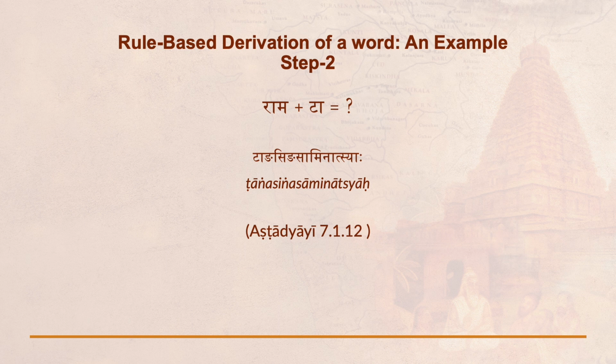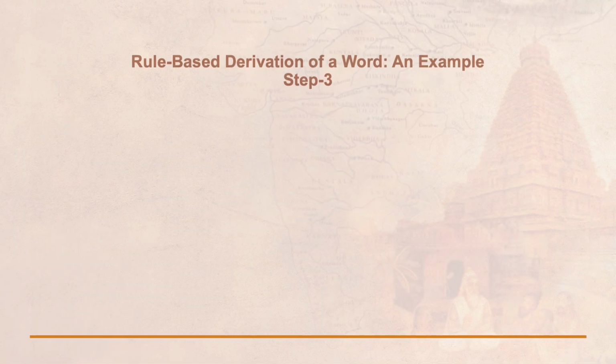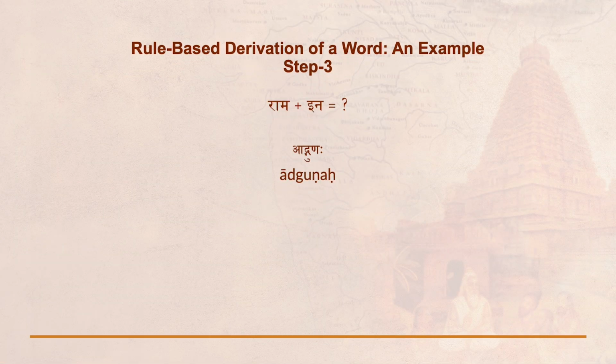And what does the rule say? This rule provides certain conditions for replacing Ta with something else, so it will be applicable in this case. As per the rule, Ta will be replaced by Ina. So we remove Ta and put Ina. Now we have reached the 3rd stage, Rama plus Ina. Now again we will scan the rules.